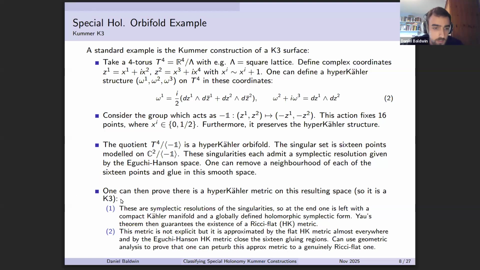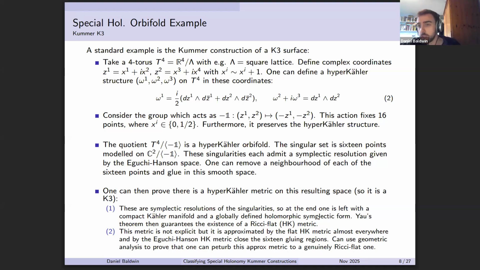So the way this goes is the following. The resolution of these singularities is a symplectic resolution. And what that means is at the end, you're left with a compact Kähler manifold with a globally defined holomorphic symplectic form. And then the Calabi-Yau theorem guarantees the existence of some Ricci-flat metric, which in this case is a hyperKähler metric.